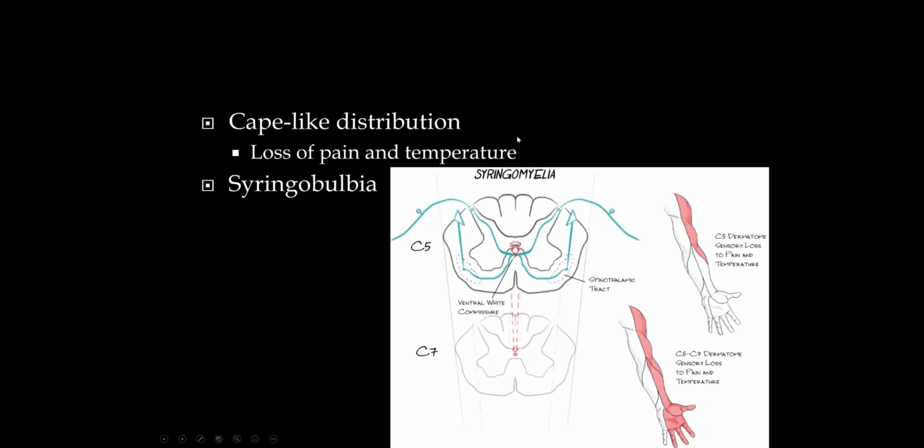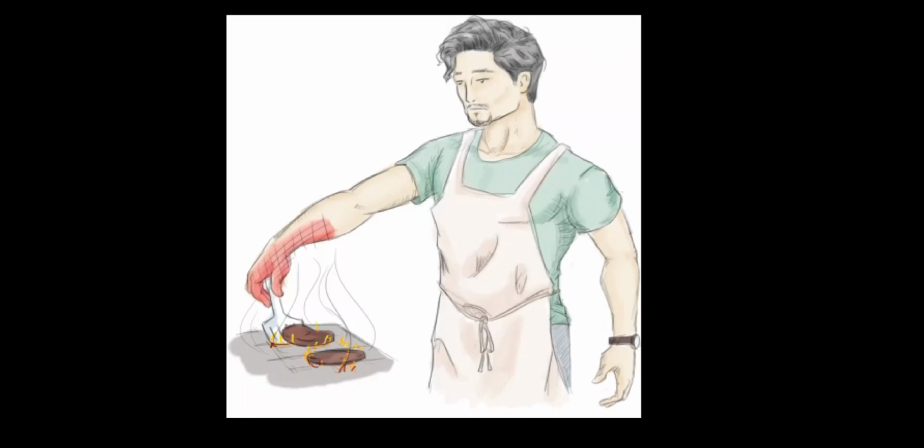Rarely it can go the other direction and involve the medulla, in which case we call it syringobulbia. Here we have that term bulb again. And patients may have some dysarthria and dysphagia from the medullary involvement.